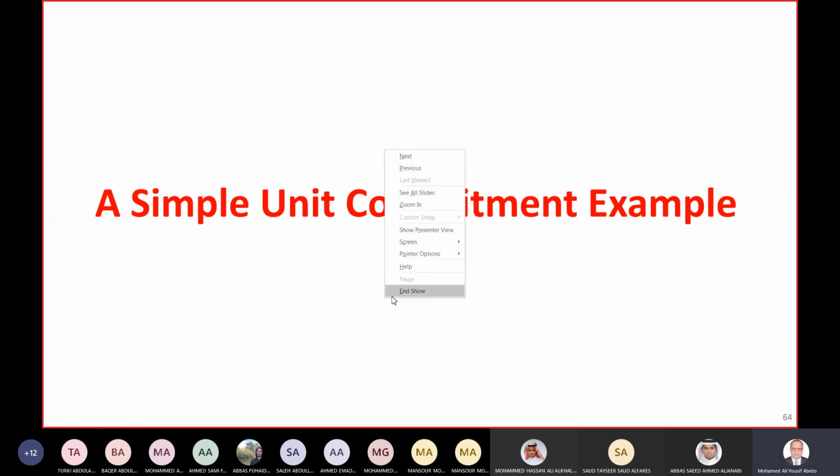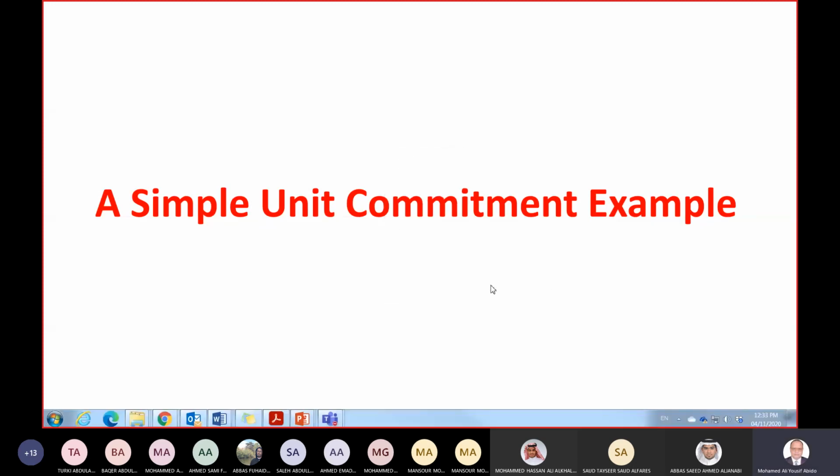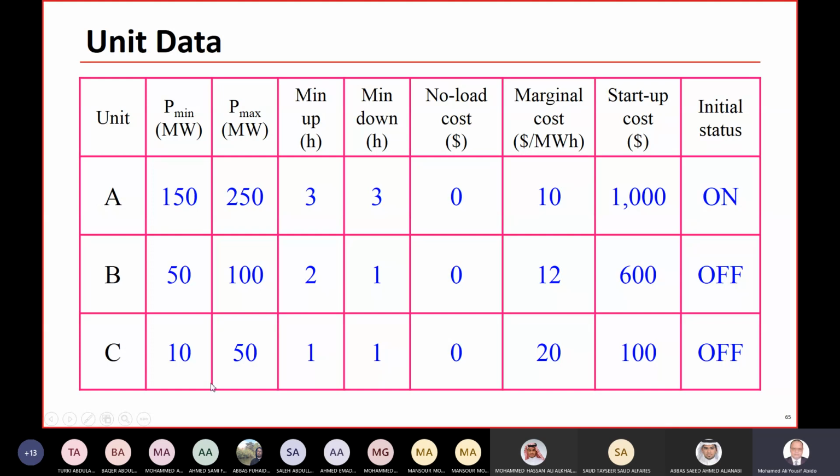Finish the unit commitment. So we will give you a very simple example, a system with 3 units only, and we have only 3 levels of load, or we need to prepare the schedule for 3 periods only. So it is very simple, and we will see how much computation is involved in this very simple example.